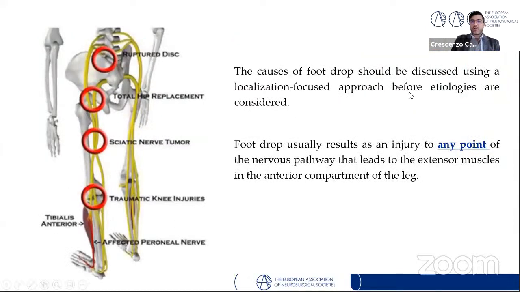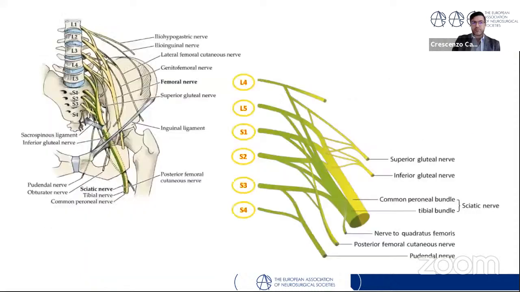The causes of foot drop should be discussed using a localization-focused approach before we consider the etiology. Even if sometimes caused by muscular impairment or non-function, foot drop is usually a result of an injury at any point of the nervous pathway that leads to the extensor muscles in the anterior compartment of the leg. Of course, it can be central, from the brain or spinal cord, or related to the peripheral nerve.